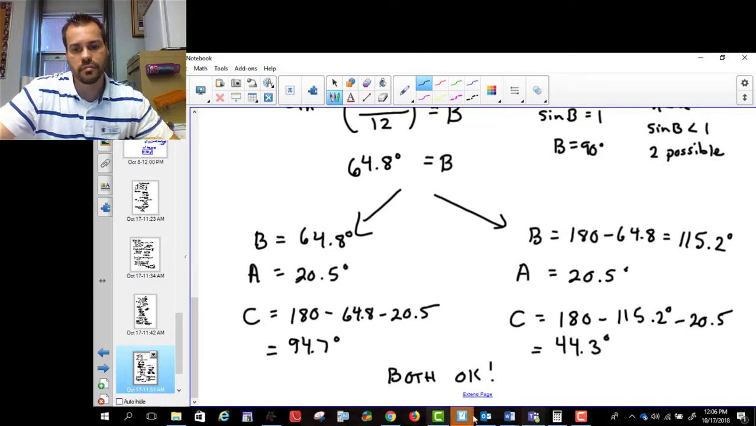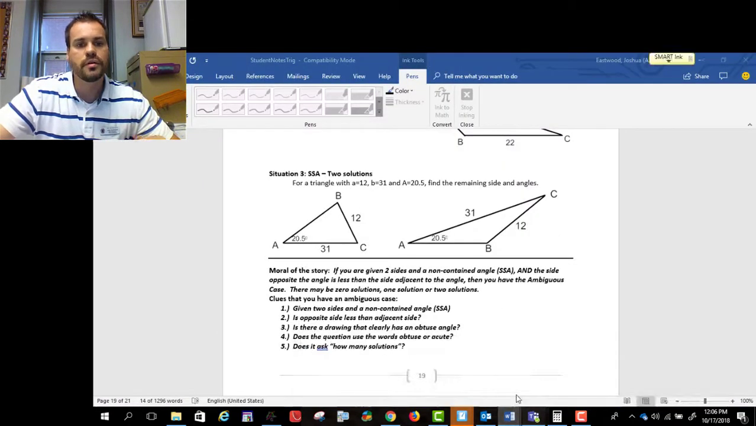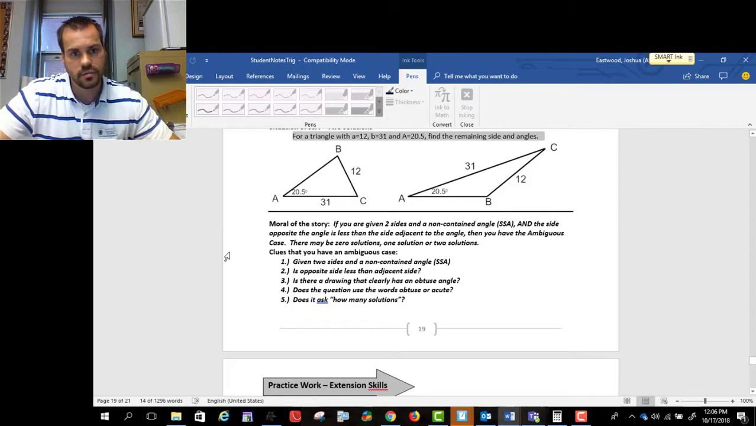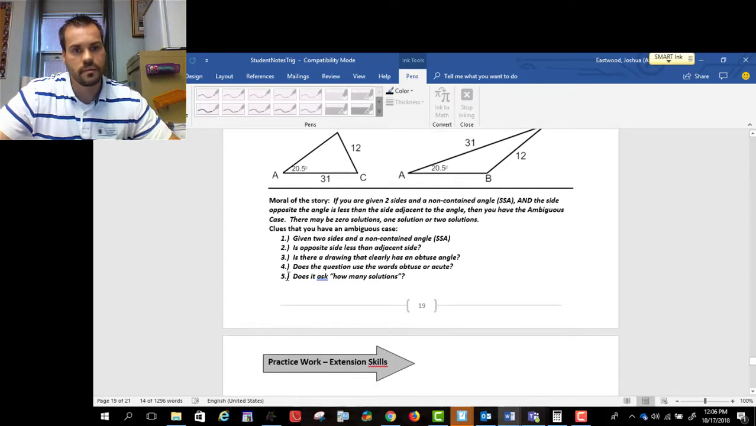So the first thing you have to be able to do, if you look at your notes, is this: if you're given two sides and a non-contained angle, side-side-angle, and the side opposite the angle is less than the side adjacent to the angle, then you have the ambiguous case. What we're saying is if H is less than A. There may be zero solutions, one solution, or two solutions. So you just have to decide, given two sides and a non-contained angle, that's the first step.